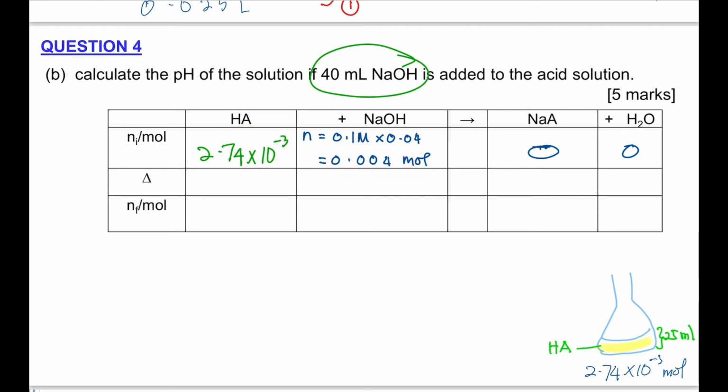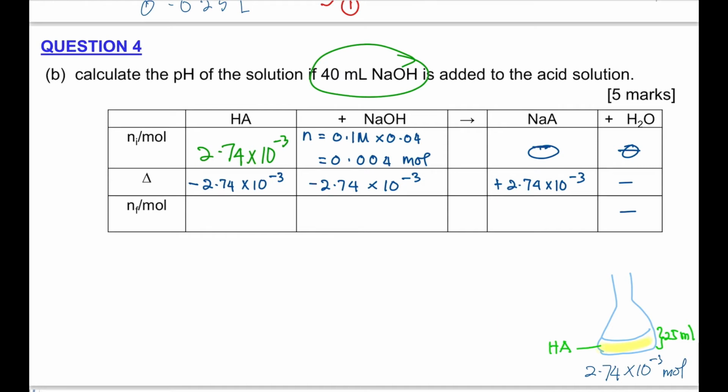If you can see here, the number of moles of acid is less than the number of moles of base. That means the acid is completely consumed during the neutralization. Therefore, we subtract 2.74 × 10^-3, and the sodium hydroxide used is also 2.74 × 10^-3. This is the number of moles of sodium hydroxide used to neutralize the acid, and it will form the same number of moles of salt, plus 2.74 × 10^-3. The water we don't need.